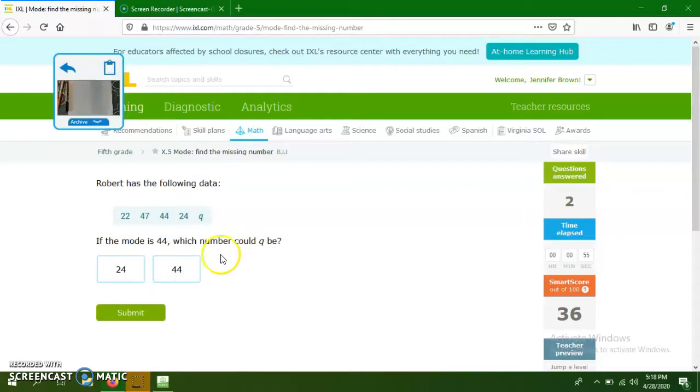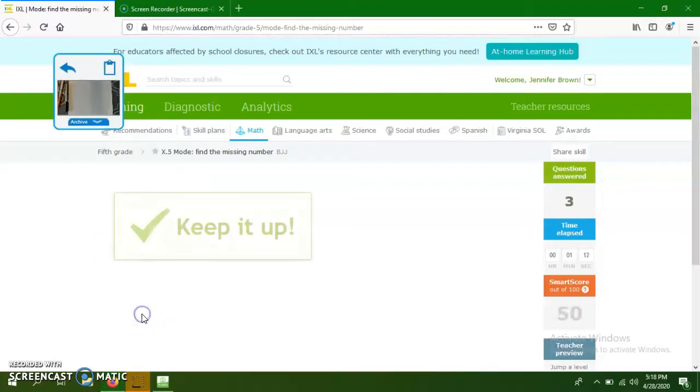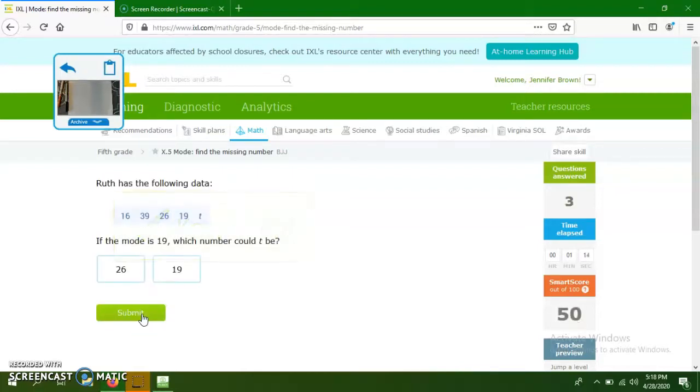The mode is pretty simple for a missing number, so I'm only going to do one more example of that, and then we'll move on to something a little bit more challenging. So here, if the mode is 44, which number could Q be? If the mode is 44, then you would need more than one 44 in this data. And we could go on from there.